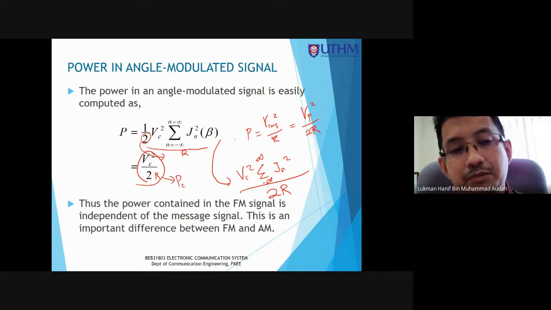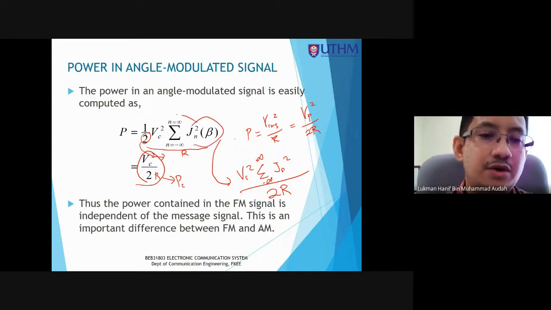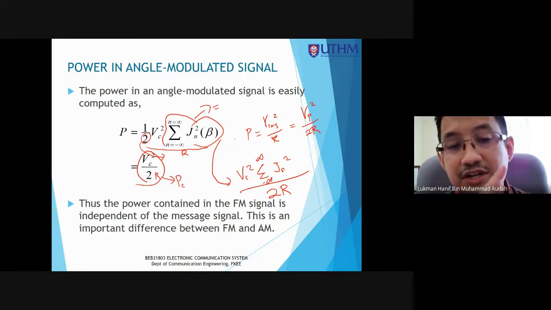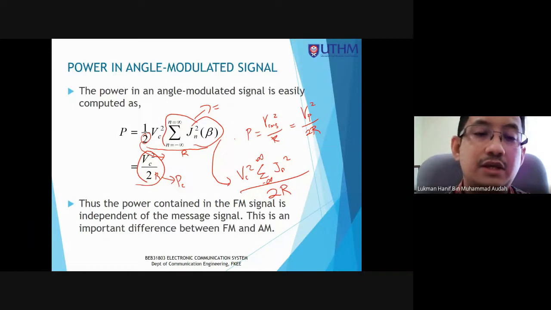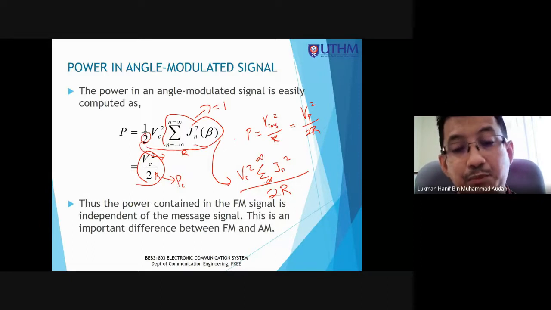Okay, so you might wonder, where does the Jn square go? Apa yang berlaku kepada Jn square? So according to Bessel's theory, one of the Bessel's properties says that the summation of Jn square from minus infinity to infinity is equal to 1. So this is one of the Bessel's properties, that the summation of Jn square from minus infinity to infinity is equal to 1. So ini adalah property, one of the Bessel's property.